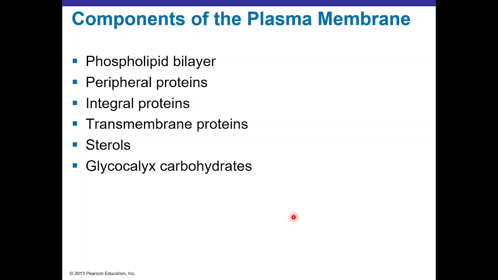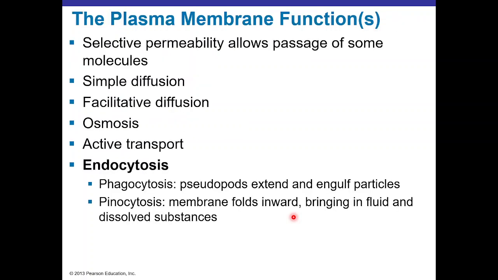Now, what are the components of the plasma membrane? We saw the external structures of the eukaryotes, which were flagella and cilia, and then the cell wall in some cases, but we can have internal components like the plasma membrane. The components are the phospholipid bilayer, peripheral proteins, integral proteins, transmembrane proteins, sterols, and the glycocalyx carbohydrates in the case of some cells. Functions of the plasma membrane in general are to act as a selectively permeable membrane and to allow the transport of molecules through simple diffusion, facilitated diffusion, osmosis, and active transport, just as for prokaryotic cells.